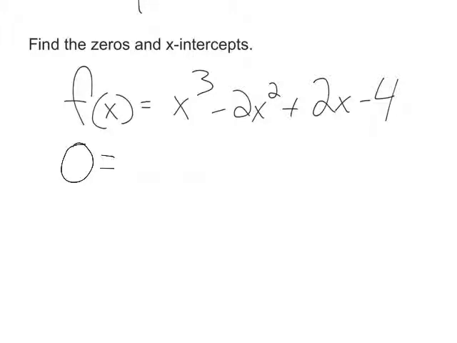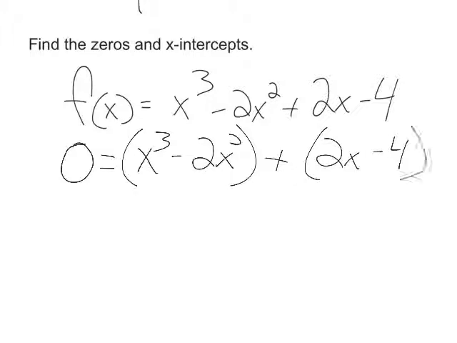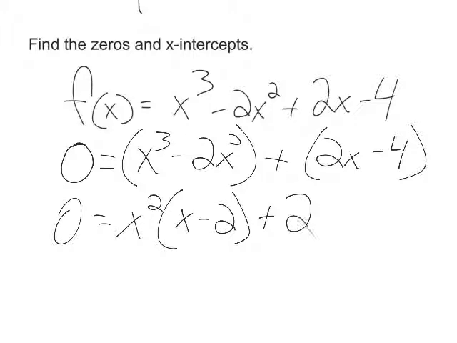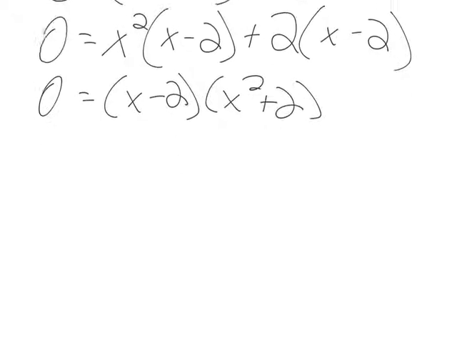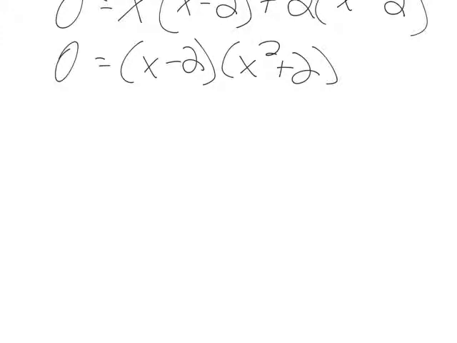We have a 4-term polynomial. We can try to factor it by grouping, which means we'll take the first 2 terms together and then the last 2 together. And we take out a common factor from each group. x squared is common from the first 2, and then a 2 would be common from the second 2. We do get a common binomial when we do that, so I'll factor that out next. And then that leaves me with the x squared plus 2. So I've got one linear binomial factor and then one quadratic. We'll go ahead and set each one of those equal to 0.